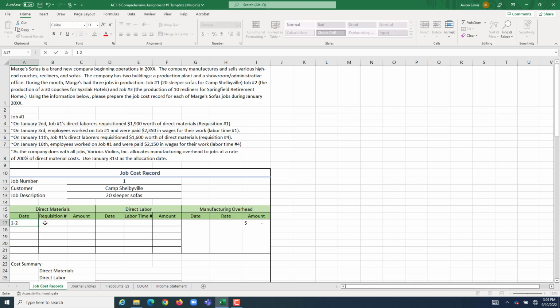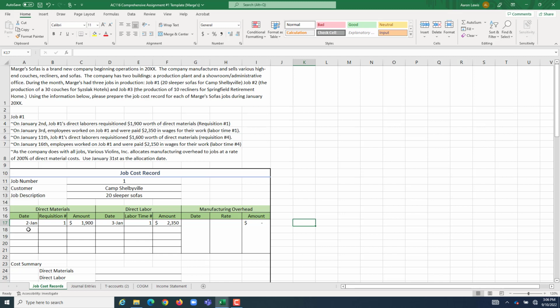On January 2nd, in requisition number 1, their workers requisitioned $1,900 worth of materials. And we're going to add that to the cost of the job as we are keeping track of it. On January 3rd, employees worked on job number 1 and they were paid $2,350 in wages for their work. Let's keep track of that. On January 3rd, this is labor time record number 1. Employees made $2,350 that day. We had a bunch of people bombard these 20 sleeper sofas to get them made.